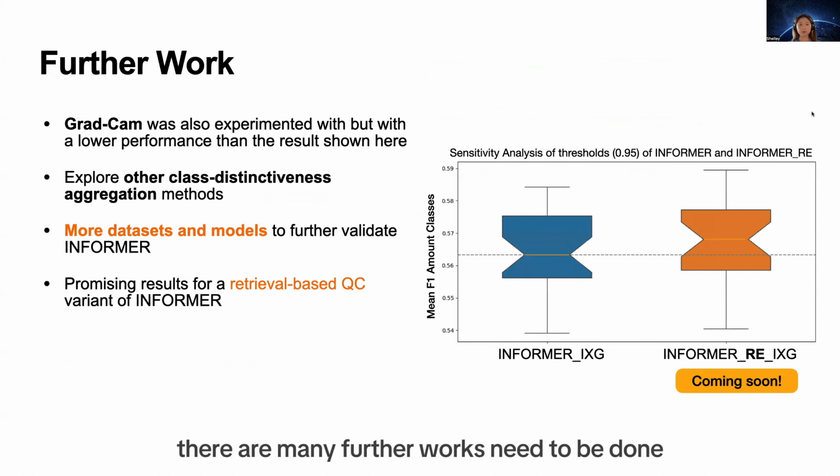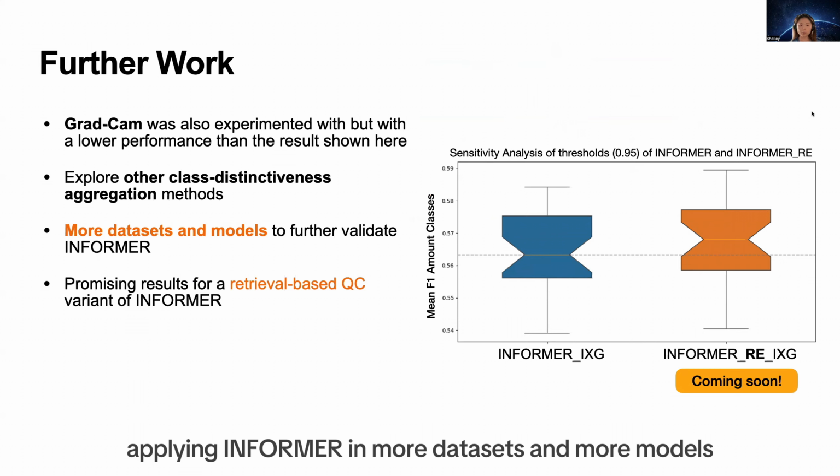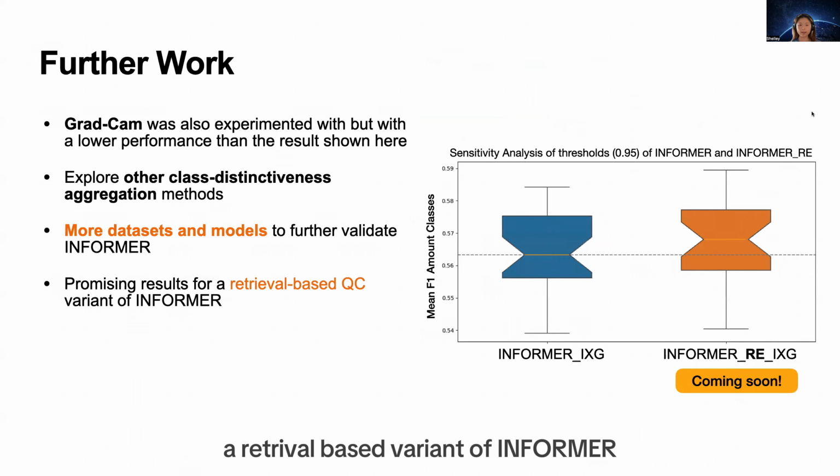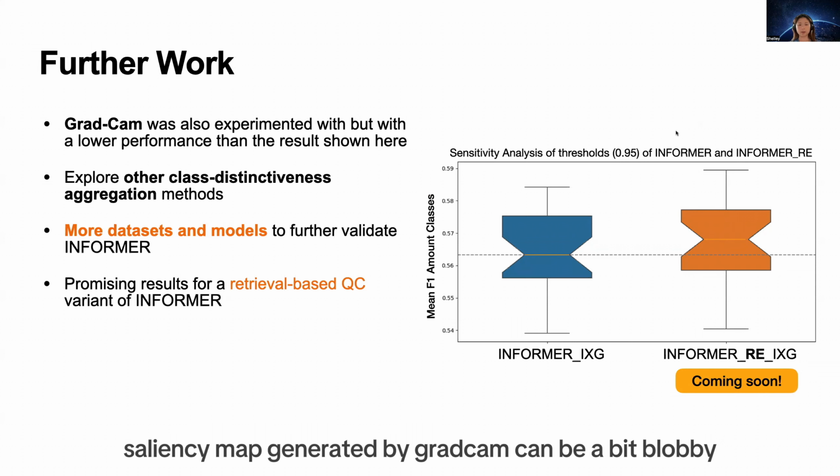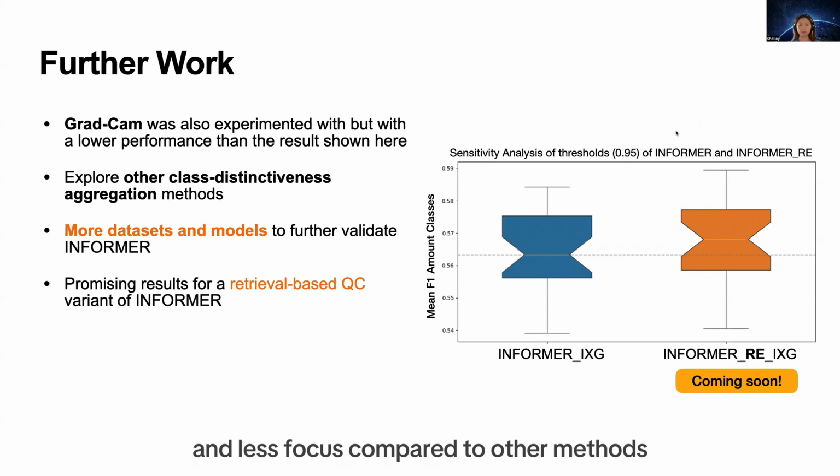There is a lot of further work to be done in this project. For example, applying Informer to more datasets and more models, and we are also exploring a retrieval-based variant of Informer, which is giving promising results currently and hopefully will be coming soon. And GraphCAM was also tested in our experiments. However, its performance is worse compared to the ones that have been shown. We think it can be because the attribution maps generated by GraphCAM can be a bit blobby and less focused compared to other methods.